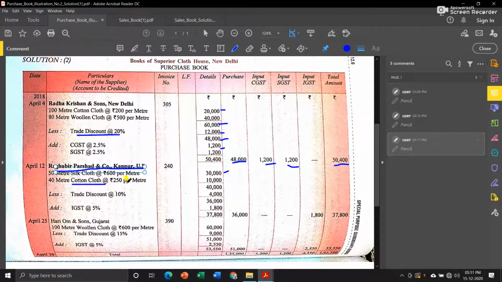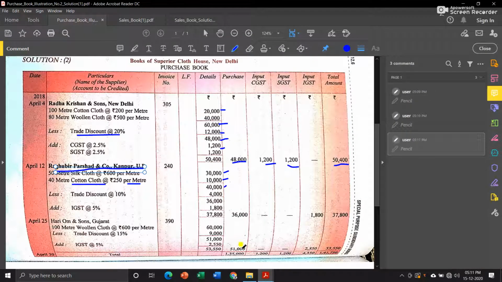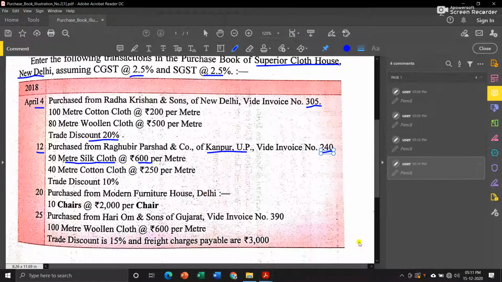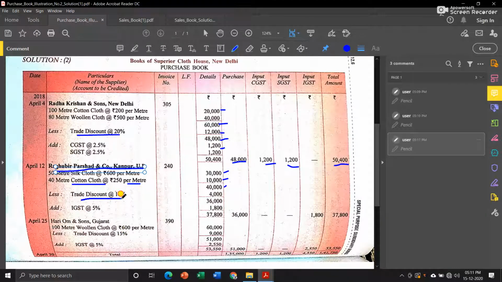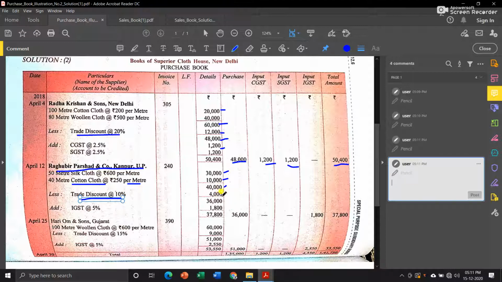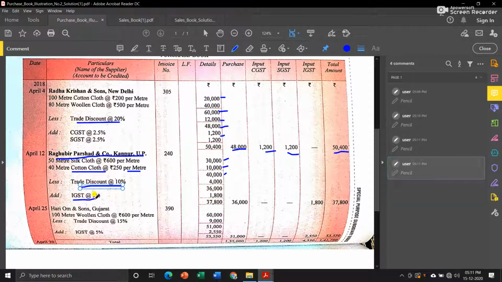Then 40 meter cotton cloth at 250 per meter, it is 10,000. Now after adding these two we got 40,000. Then in the question they said that there is a trade discount of 10%. So we will deduct 10% of 40,000, which is 4,000, and after deducting we got 36,000. Now since this is an interstate supply, that is two states are involved, we will directly add IGST.